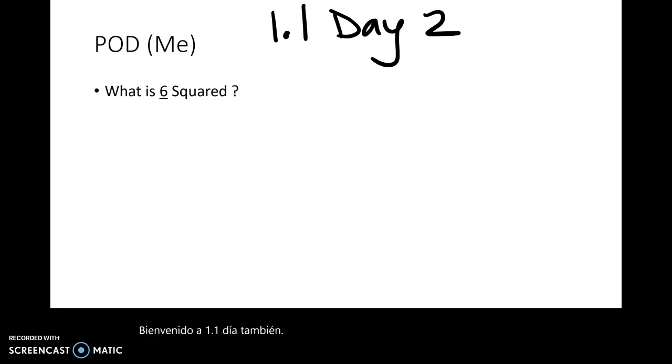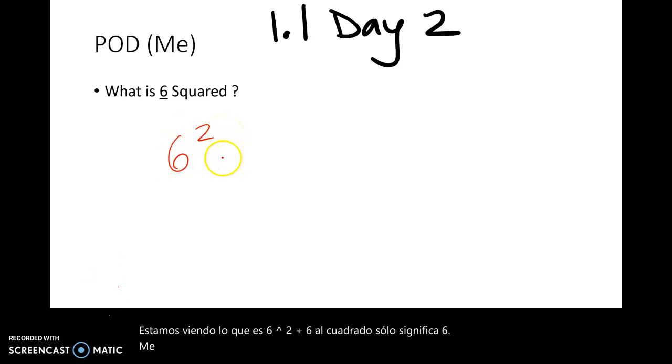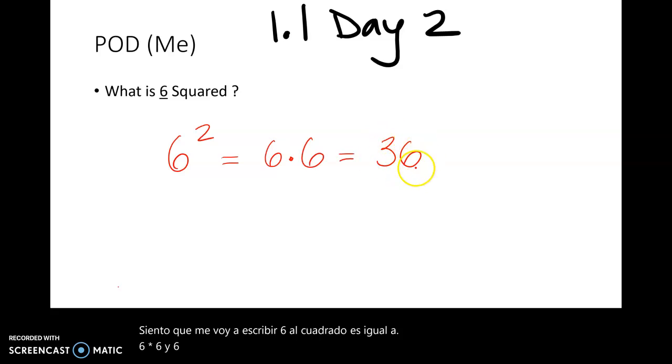Here is your problem of the day. We are looking at what is 6 squared. Well, 6 squared just means 6 times 6, and 6 times 6 equals 36. So 6 squared is 36.